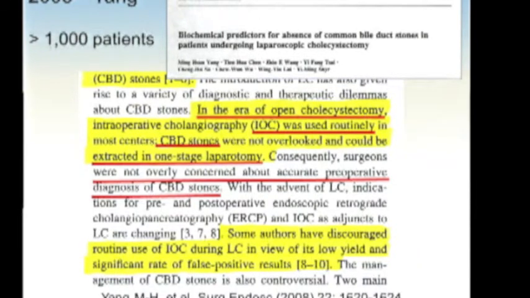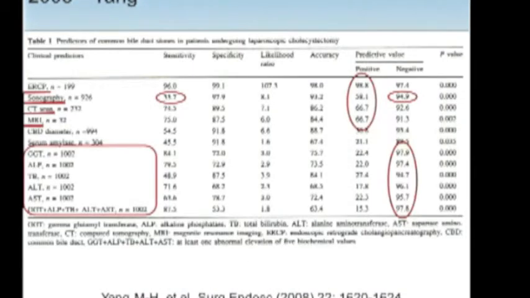Yang published a paper in 2008 where they looked at over 1,000 patients and at the biochemical markers. They made a nice comment early on that in the era of open cholecystectomy, when IOC was routine, surgeons didn't really worry about the pre-op workup all that much, because they knew that when they did their cholangiogram, if they found stones, they were going to get them out 90% of the time. So they didn't worry too much about what we have to worry about now.